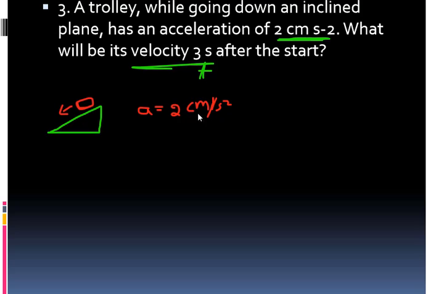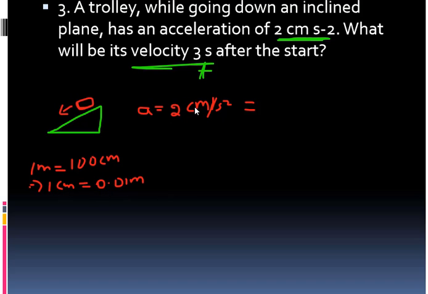Meter per second square. Here it is given in centimeter. So we need to convert the centimeter into meter. So as you know that 1 meter is equal to 100 centimeter. That means 1 centimeter will be equal to 0.01 meter. 1 centimeter is 0.01 meter.